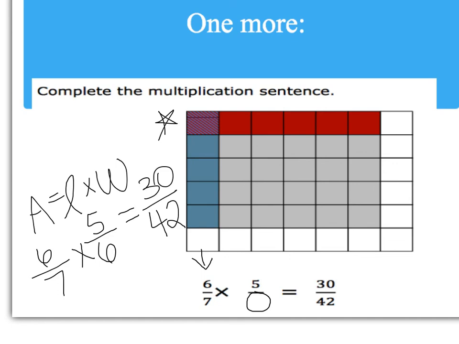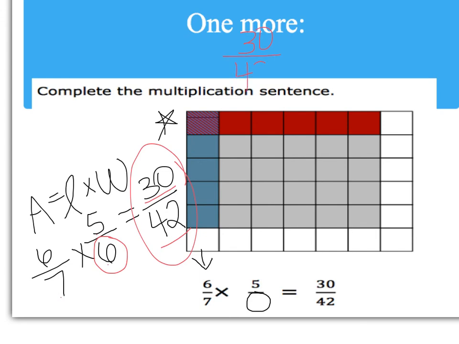Let's check our work to see if that actually makes sense. So let me multiply straight across to see if I can figure this out. 6 times 5 will give me 30. 7 times 6 will give me 42. So is 6 the correct digit here? Yes, it is. And I hope all of you out there caught this, that this fraction can be simplified.